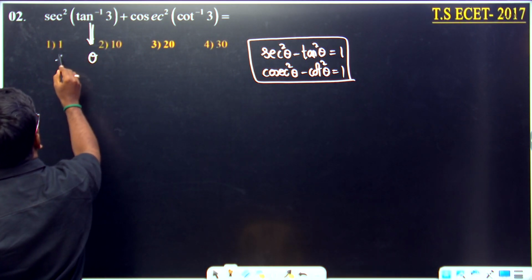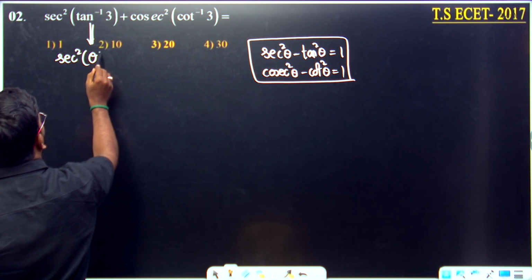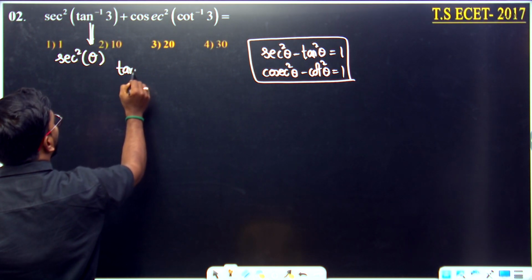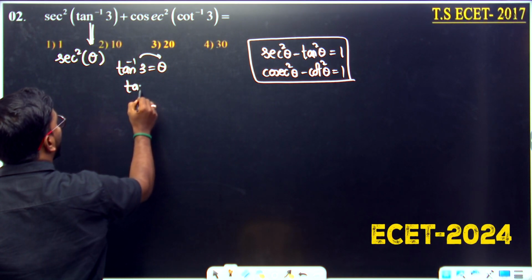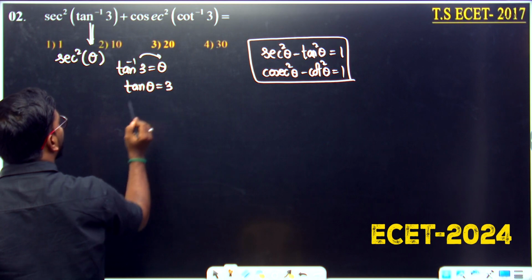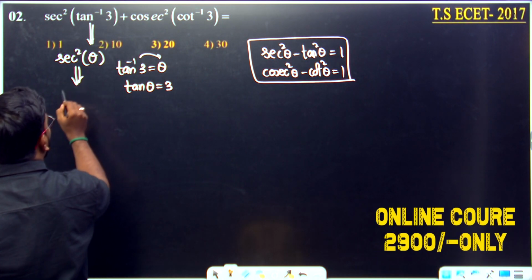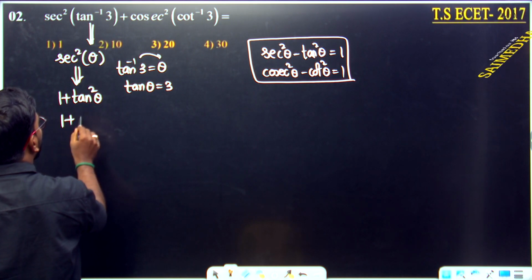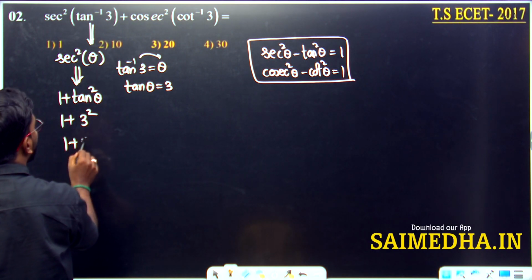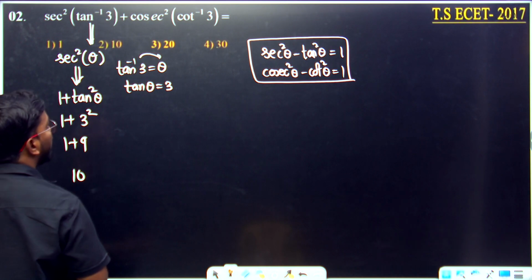That means the question is going to become what? Secant square theta. Now we are assuming tan inverse of 3 is equal to theta, means tan theta is equal to 3. Secant square theta can be written as 1 plus tan square theta. That is 1 plus 3 square, that is 1 plus 9, 1 plus 9 is 10.